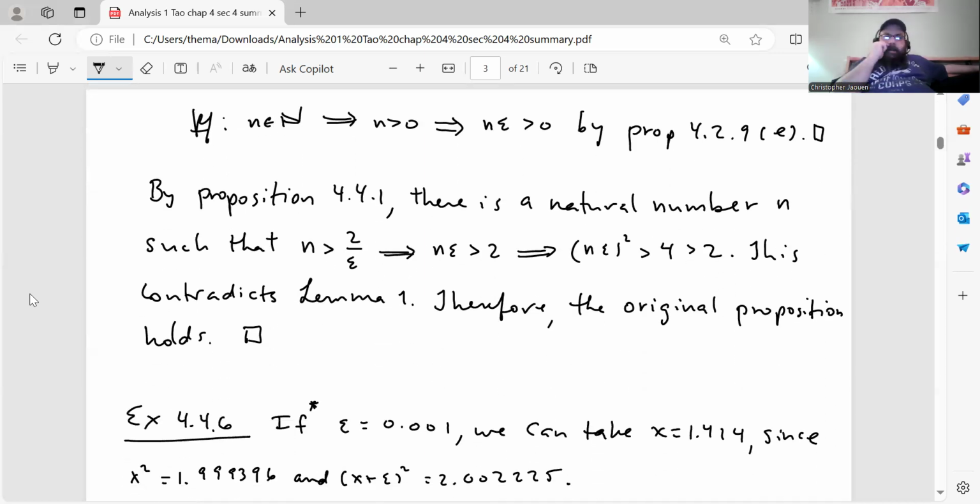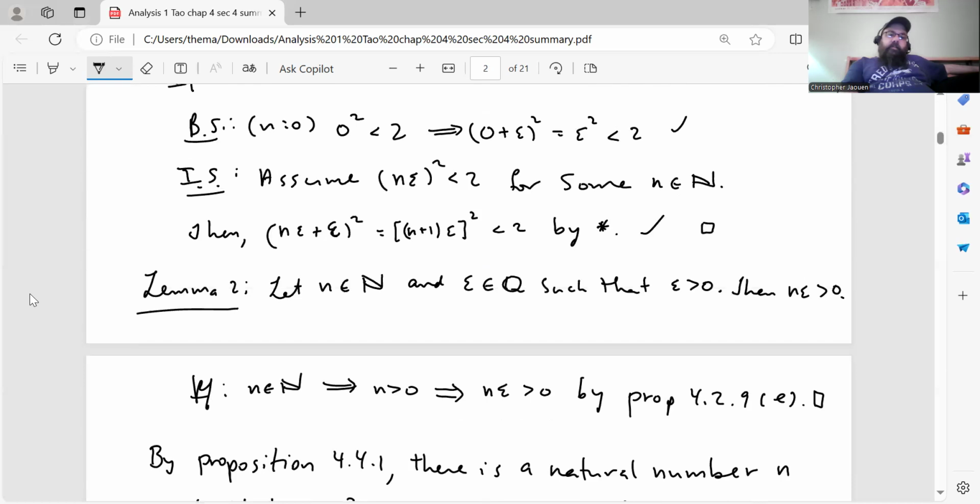And then here, finally, we can get to the contradiction that we want. By proposition 4.4.1, there's a natural number n such that n is greater than 2 over epsilon. This is why I wrote that note up above. Proposition 4.4.1 implies that the rationals are an Archimedean field. That implies that n epsilon is greater than 2, which implies that (n epsilon) squared is greater than 4, which obviously 4 is greater than 2. This contradicts lemma 1, therefore the original proposition holds.